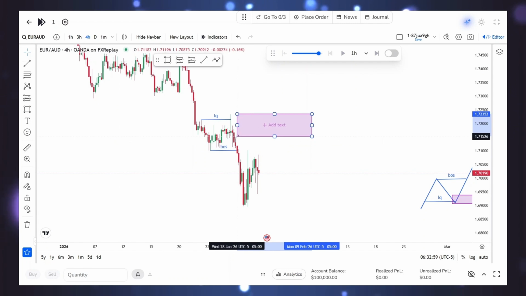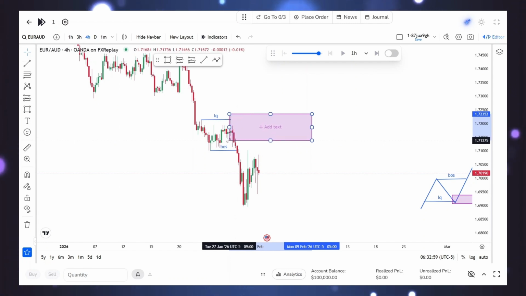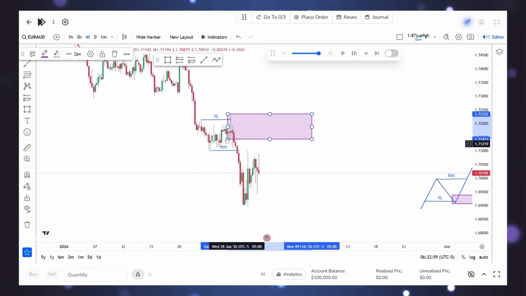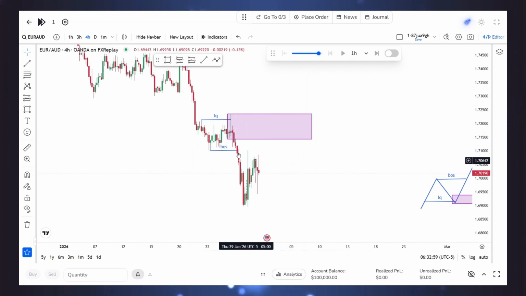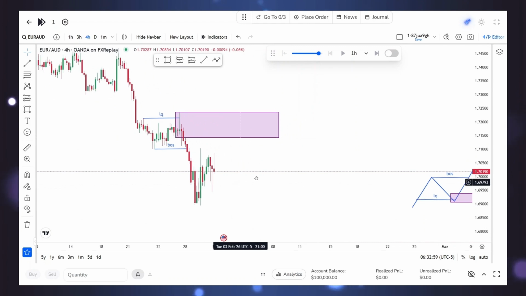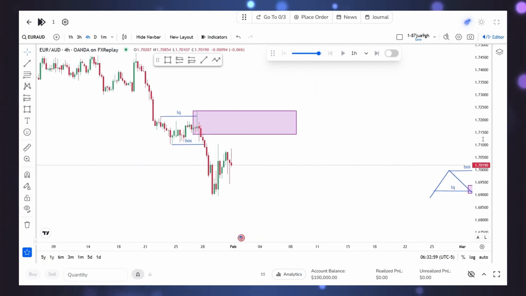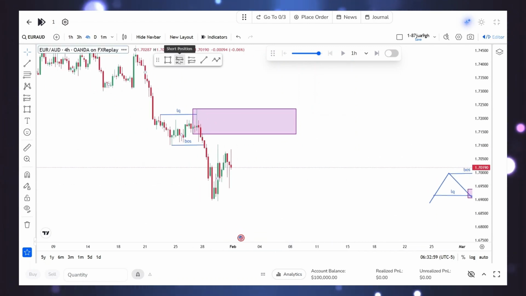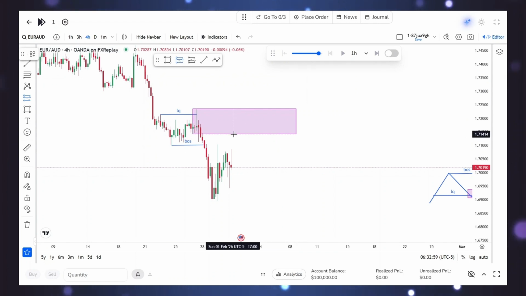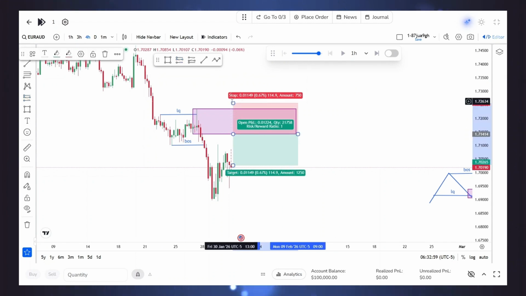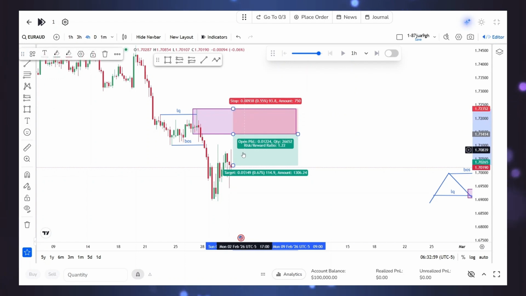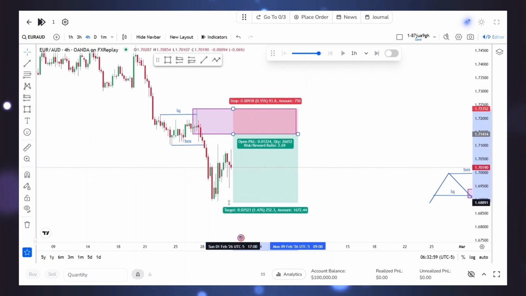So to avoid that, we mark out the whole consolidation zone right here. That's on that order block, so that we don't miss out on our trade. Then you put your entry point right here. Stop loss just on the previous level, then you target the next level, right?